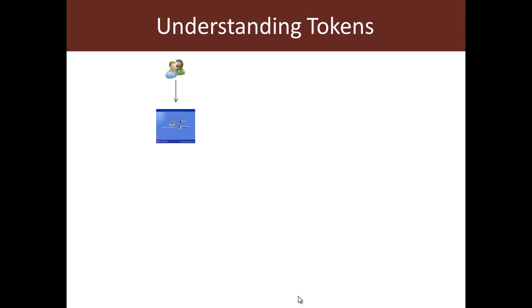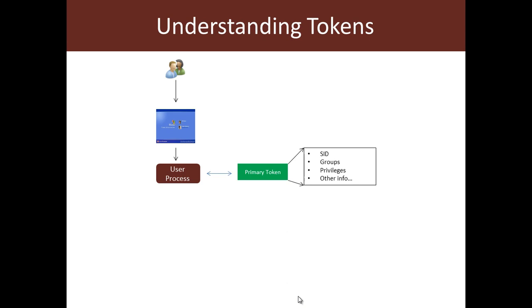Right? Now let's move on to understanding tokens. Well, when a user logs into a Windows system, there are a lot of processes created on his behalf. For example, explorer.exe, etc., which helps in running the desktop. Now, what Windows does is, based upon the user who has logged in, it goes ahead and gives a primary token to the user process. This token contains the SID or the security identifier, various group information and privileges which the user who's logged in is allowed to do, and a lot of other info.